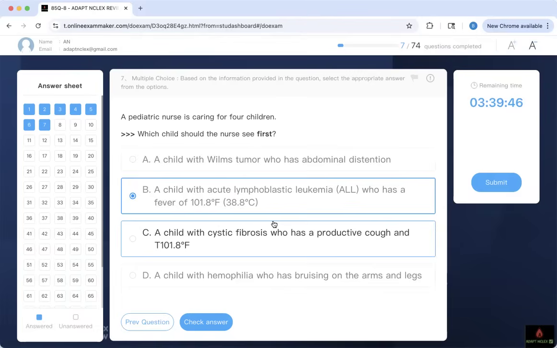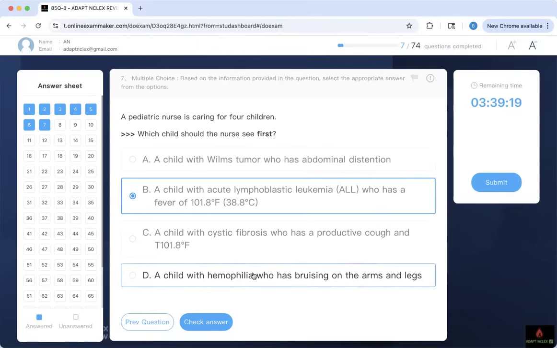But remember, B and C, they both have fever. But whose fever is the worst of all? That's what prioritization is. We both have fever. One has productive cough and a temperature of 101.8. But the leukemia patient's fever is more dangerous because they can develop sepsis easily, compared to cystic fibrosis, which may be due to recurrent lung infection.